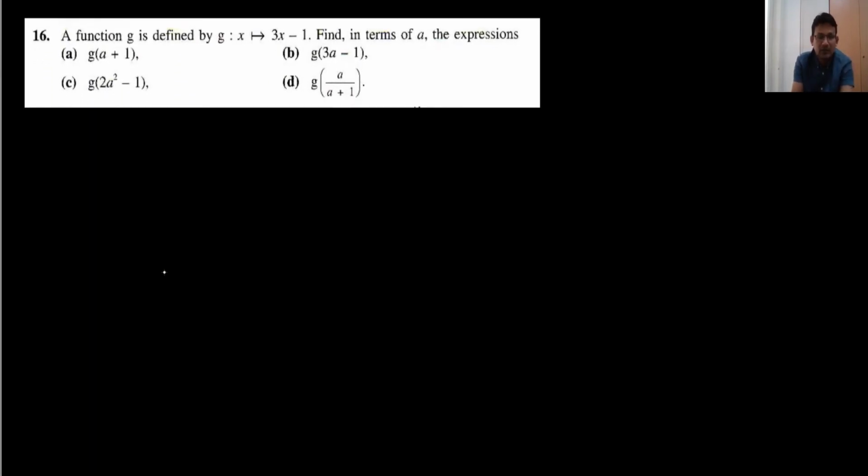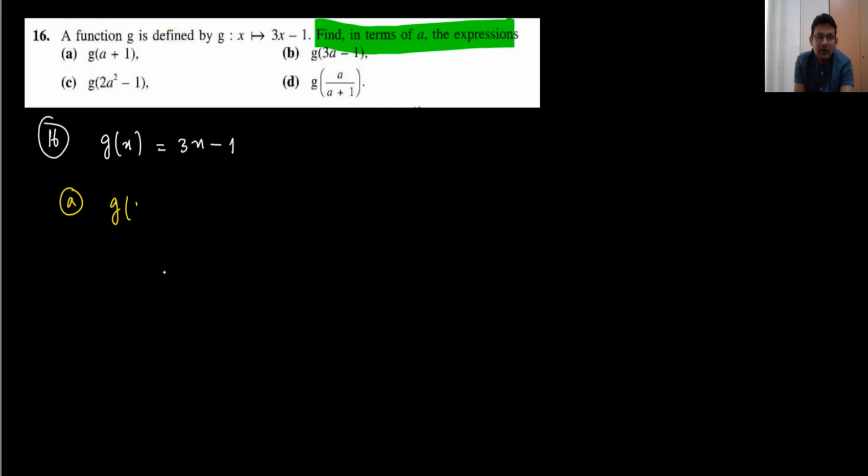Question number 16, I will not solve in detail, but I can just give the idea of how we can simplify or how we can solve this question. Find in terms of a the expression of all these. So the first part, g of a plus 1, I just need to write a plus 1 in the place of x, minus 1, and you need to simplify: 3a plus 3 minus 1 is coming 3a plus 2, and this we have done.